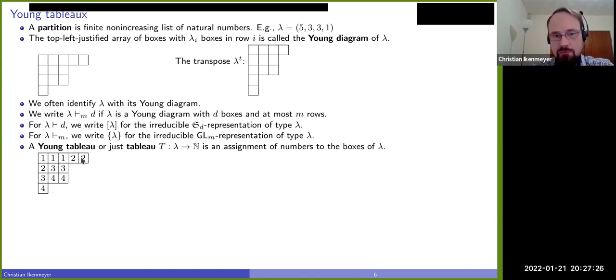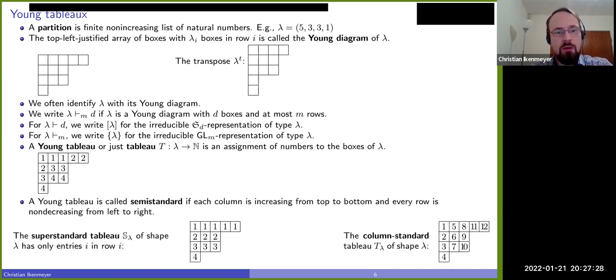Just assign some numbers to the boxes. And it's called semi-standard if each column is increasing from top to bottom, and every row is non-decreasing from left to right. Okay, so this one here is certainly increasing top to bottom in each column, and it's also non-decreasing, right? So it's weakly increasing from left to right. That's called semi-standard.